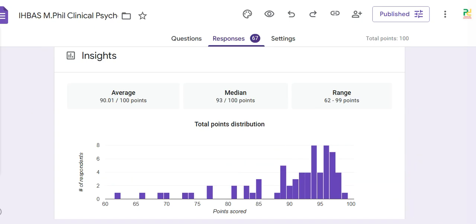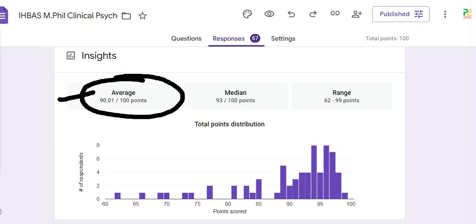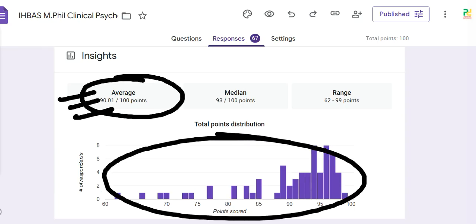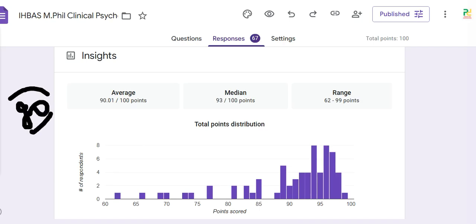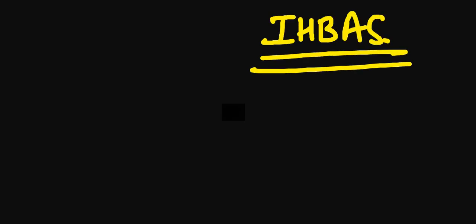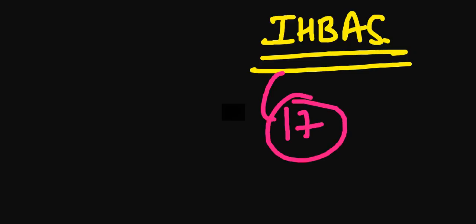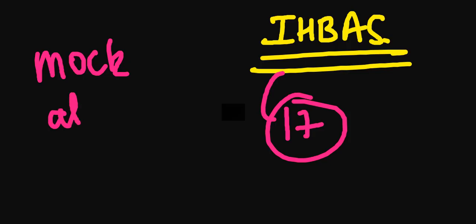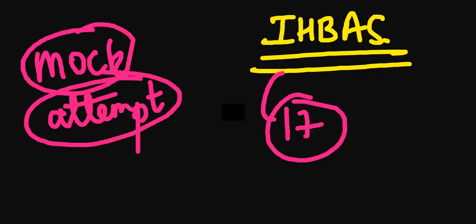Okay, so as you can see over here, this average is 90. So all of you are scoring on an average side. 90 is the minimum average which you need to score for the upcoming IHBAS examination. Nearly 17 days are left for your IHBAS examination, and you need to do this mock test. So if you have not yet attempted this mock test, try to analyze your score, where you are standing. And the highest score so far received is 98.